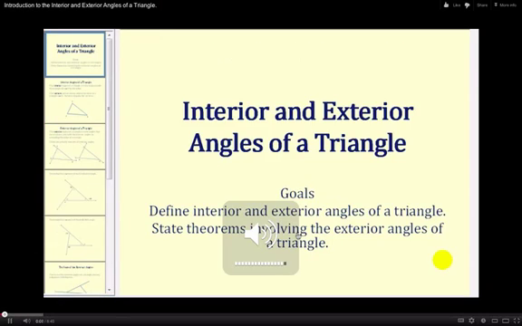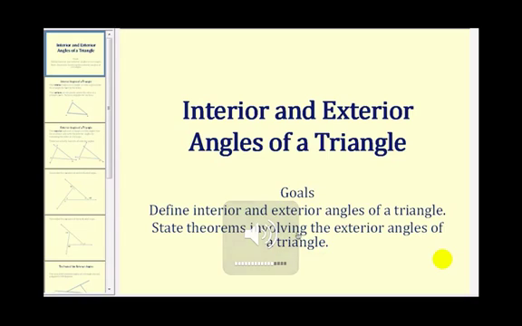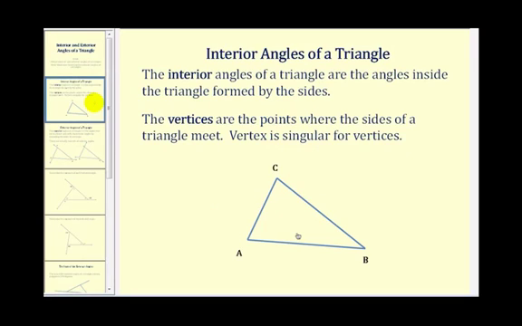Welcome to a lesson on the interior and exterior angles of a triangle. The goals are to define interior and exterior angles of a triangle, and then also state several theorems involving the exterior angles of a triangle. The interior angles of a triangle are the angles inside the triangle formed by the sides of the triangle. So angles 1, 2, and 3 are the interior angles of this triangle.